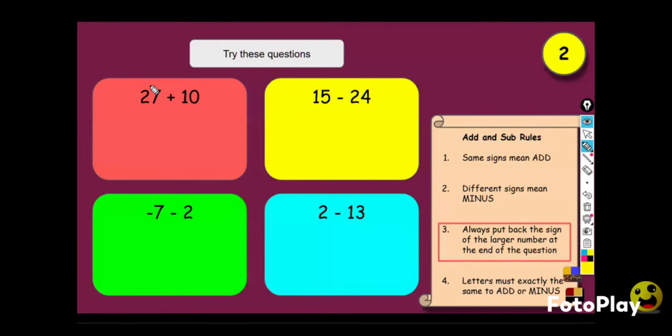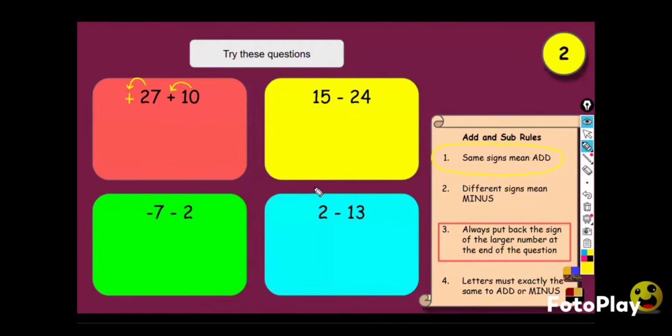is identify the signs, right? So for the red one, we know the 10 is positive. The 27, if you look to the left, you don't see anything. So we automatically put positive, when a sign is missing to the left. Now to me, the signs are the same. He's positive and he's positive. What does same signs mean to do?